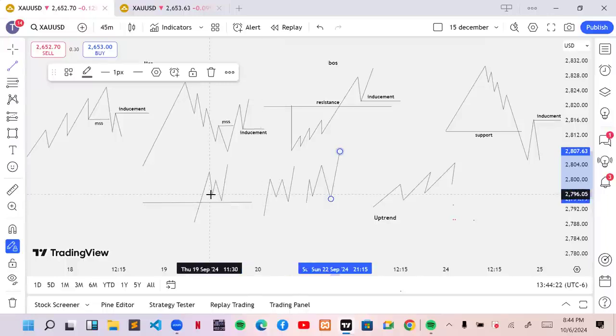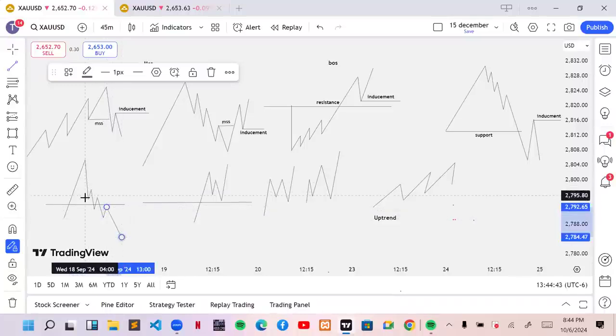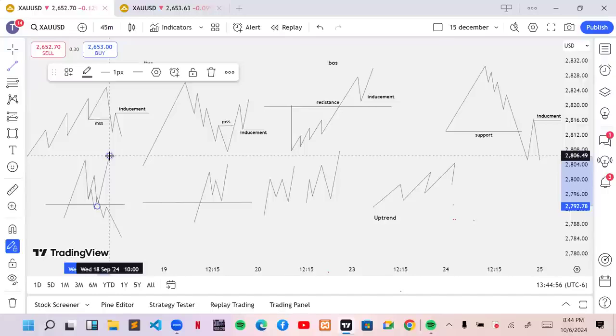A valid pullback has to at least push market close to 50% of the last move that happened. If this is your resistance level and market breaks out here and then makes this as a pullback, pushes market up a bit and then starts coming to trigger the point of interest, this is not a valid pullback. This can just turn market bearish. This can just be a liquidity sweep. The first pullback should at least push market up close to 50% of the last move that happened before coming to trigger the main point of interest to hold the breakout or the market shift. That's what I mean by a valid pullback.